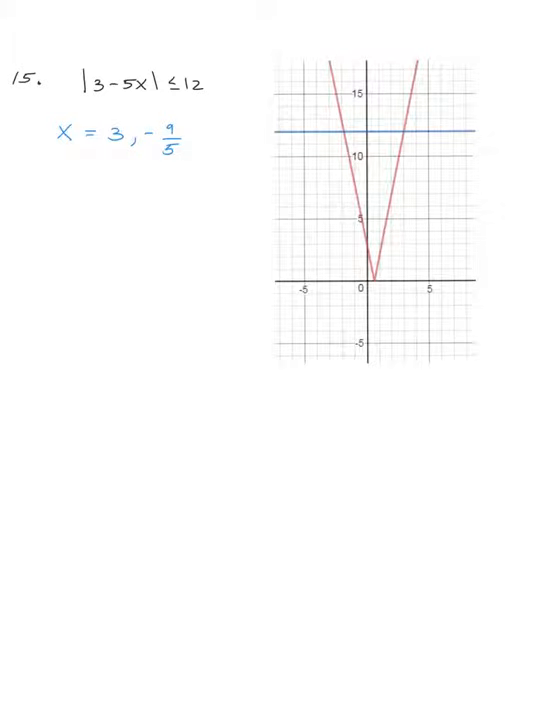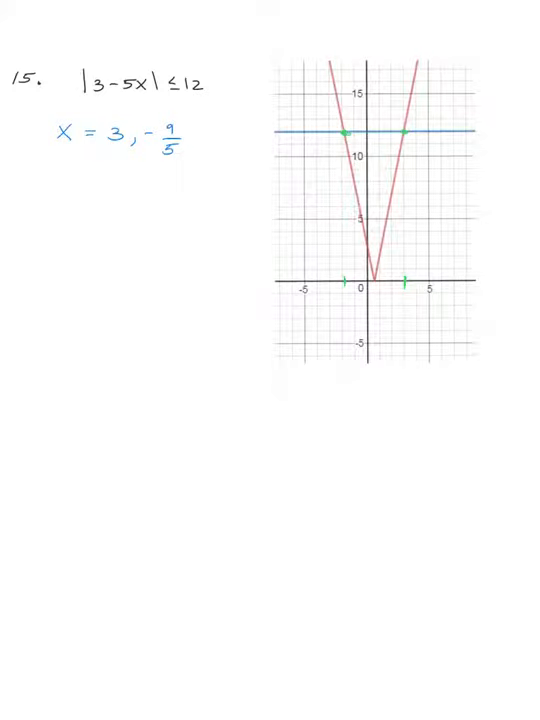For problem 15, I'm going to refer back to problem number 3. So we know the two solutions are going to be 3 and negative 9/5, so we already solved for that. And on the graph, that must be referring to this spot and this spot. And this one certainly is at 3. This is roughly where negative 9/5 is located.